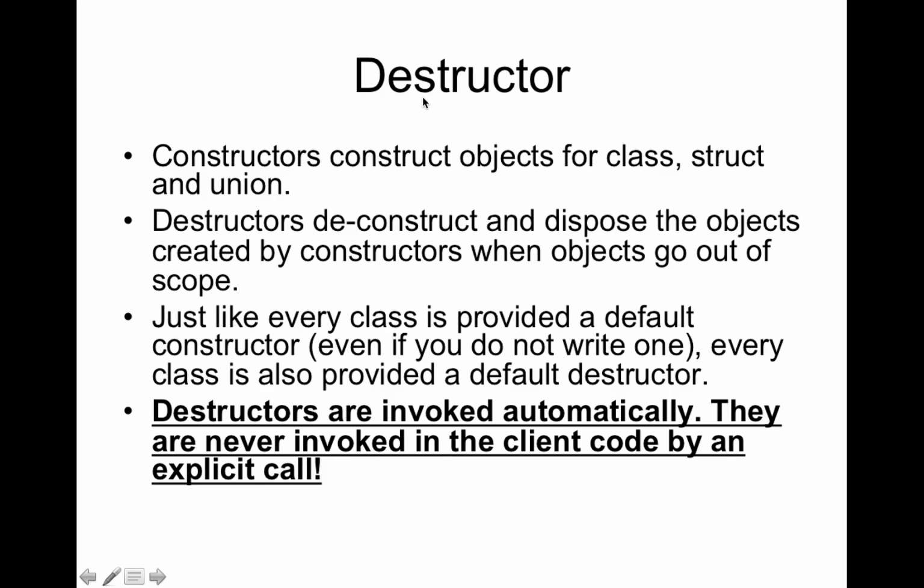Now we talked about destructors in another video, but let's touch on them again. Constructors construct objects for class, struct and union. Destructors deconstruct and dispose the object created by the constructors when the object goes out of scope. Just like every class is provided with a default constructor, even if you don't write one, every class is also provided a default destructor. Destructors are invoked automatically. They are never invoked in the client code by an explicit call. That could create a huge problem.